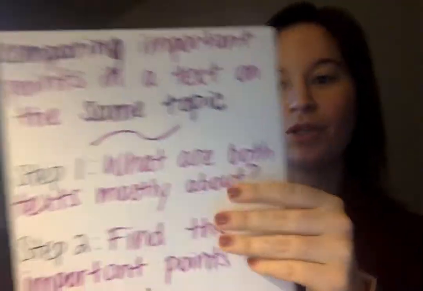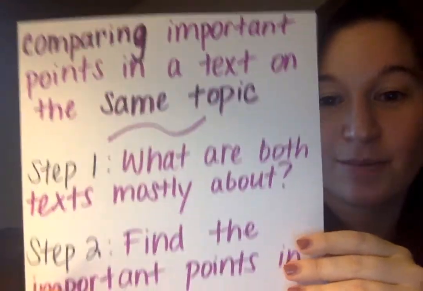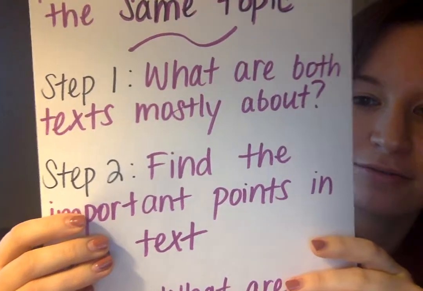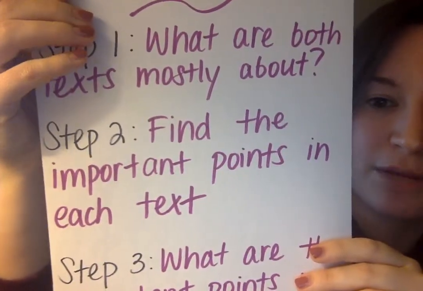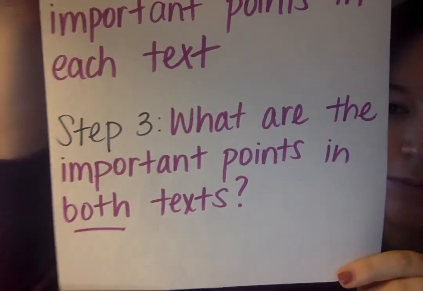Today we're going to be comparing texts. Remember, when we're comparing texts, we're thinking about how they are similar and how they are different. Let's look at our steps. We're going to be comparing important points in a text on the same topic. Step 1, what are both texts mostly about? Step 2, find the important points in each text. And step 3, what are the important points in both texts?